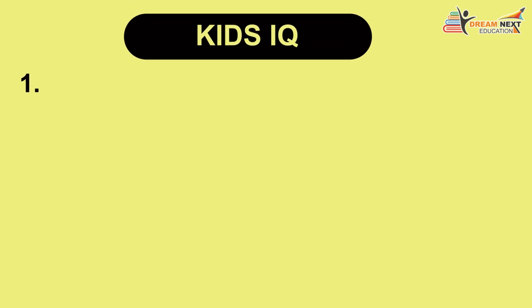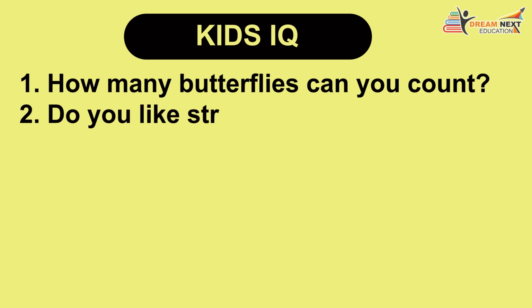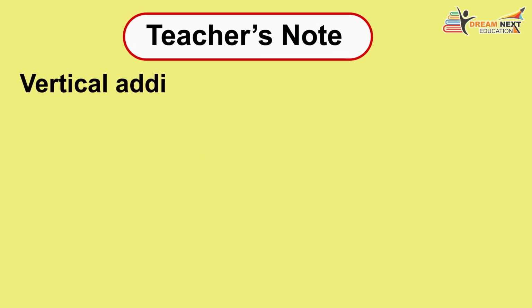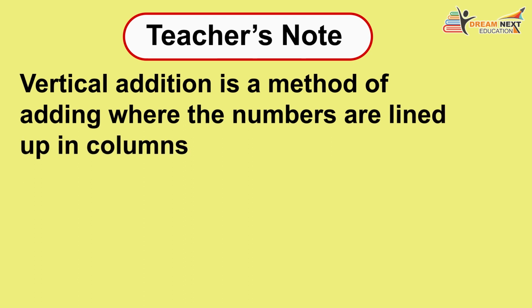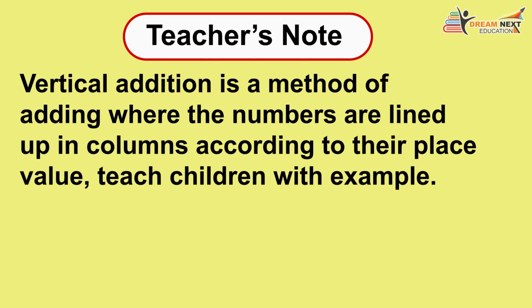Kids IQ. 1. How many butterflies can you count? 2. Do you like strawberries? 3. What is the color of strawberry? Teacher's note. Vertical addition is a method of adding where the numbers are lined up in the columns according to their place value. Teach children with examples.